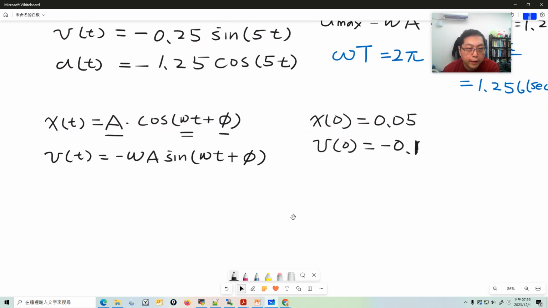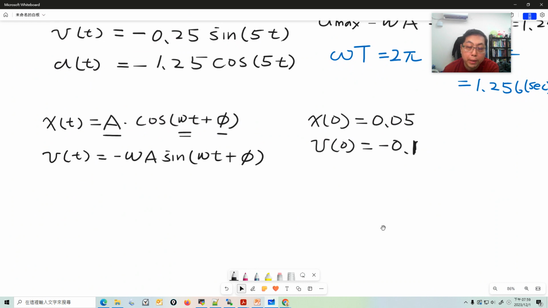First of all, does omega change? No, omega doesn't change, because omega only relates to your force constant and mass, right? Omega squared equals k over m. So if the spring doesn't change and the mass doesn't change, your omega is still the same. So omega is still 5.